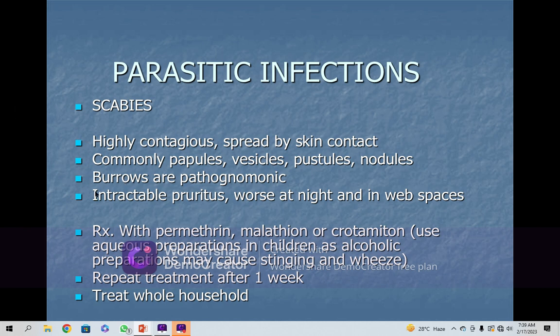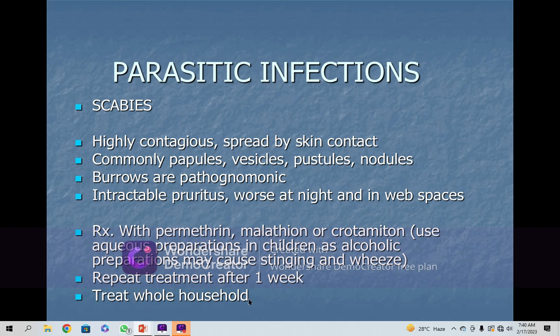Specifically, the skin sign is burrows. Intractable pruritus, nocturnal in nature, always, affecting many parts of the body and the web spaces. Treatment is with permethrin, and aqueous preparation in children, as alcoholic ones are not suitable, but do it on the correct path. I will take a separate lecture on scabies, how to manage it. Repeat treatment after 1 week.